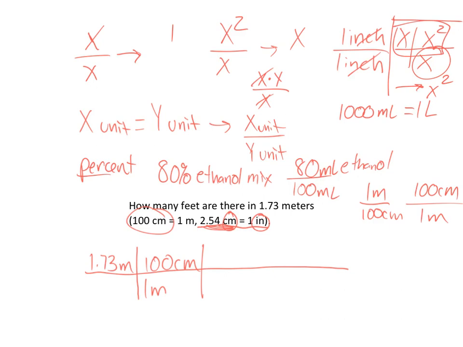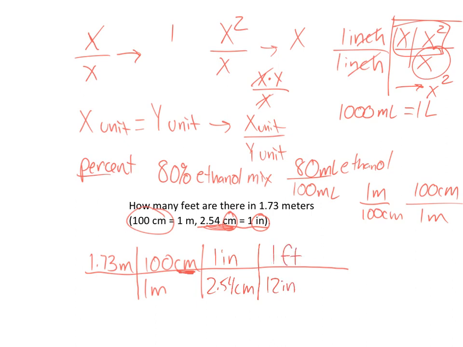Okay, so in this case, my next ratio has 2.54 centimeters to 1 inch. So I have centimeters on the top. I'm going to need centimeters at the bottom in order to get rid of it. And that gives me 1 inch. I don't want to be in inches. I want to be in feet. So now I know, just from experience, that I have 12 inches in 1 foot.